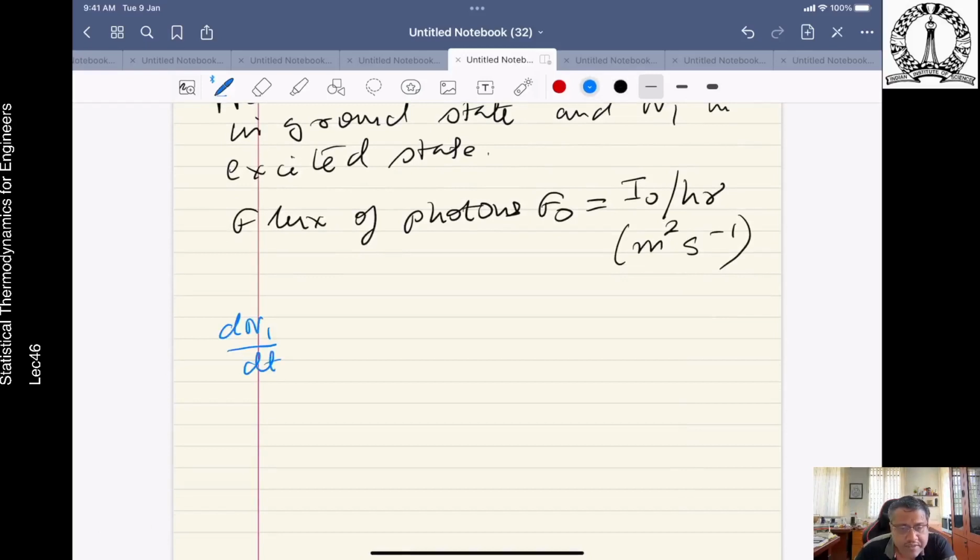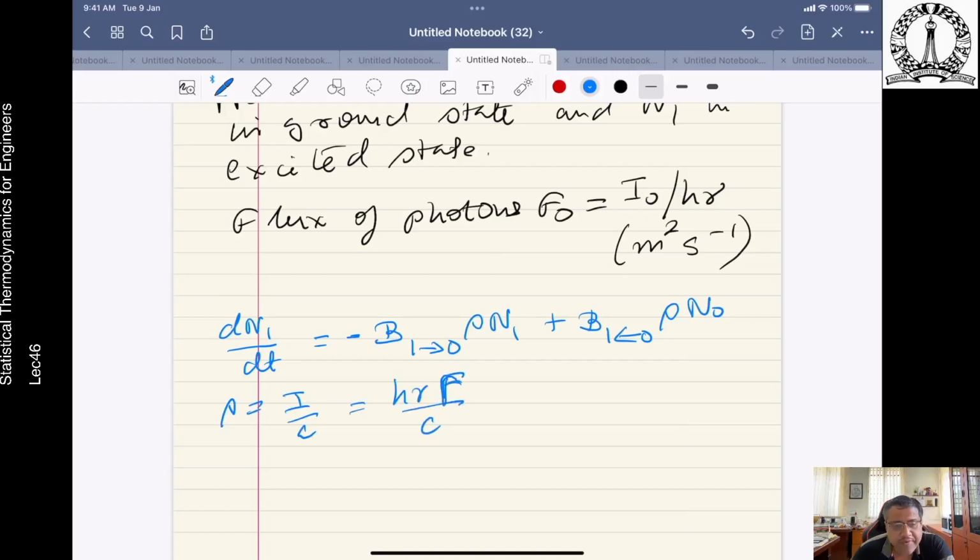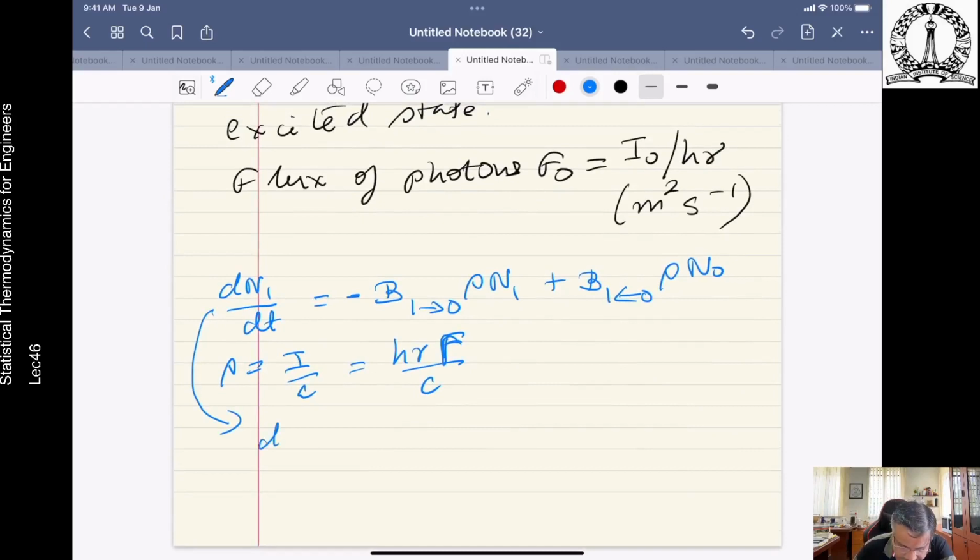dN1 by dt is equal to minus B1to0 rho N1 plus B0to1 rho N0. We'll see what rho is. Rho is basically I by c, which is h nu F by c. Now coming from this expression, dN1 by dt is equal to 2 pi squared mu 1 naught squared rho over 3 epsilon naught h bar squared. We will see how to get to this actual expression, so that will be a part of a tutorial.